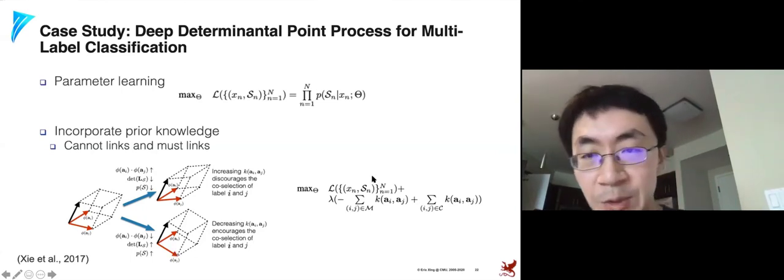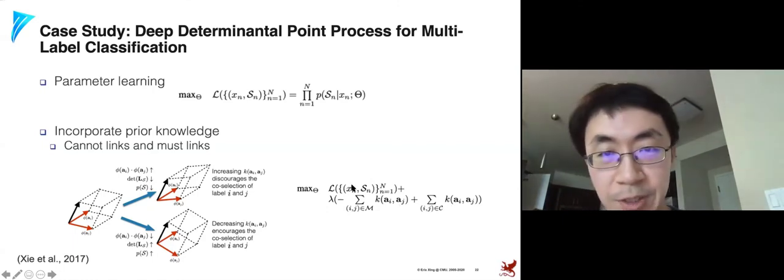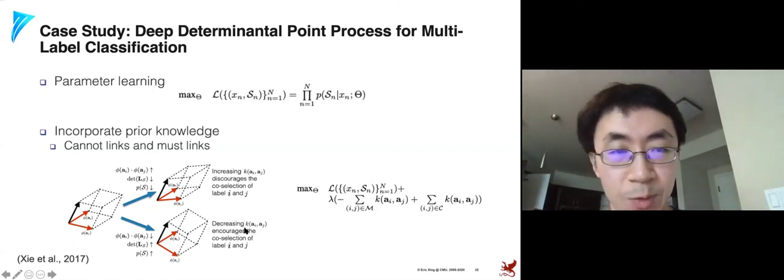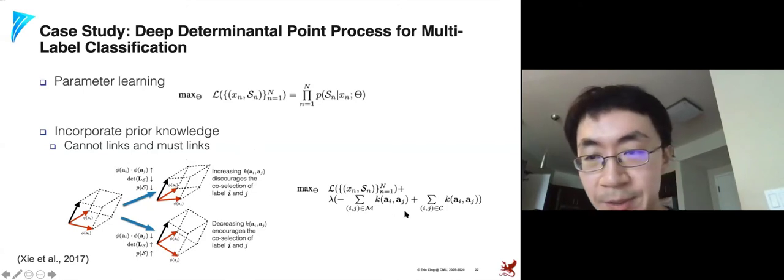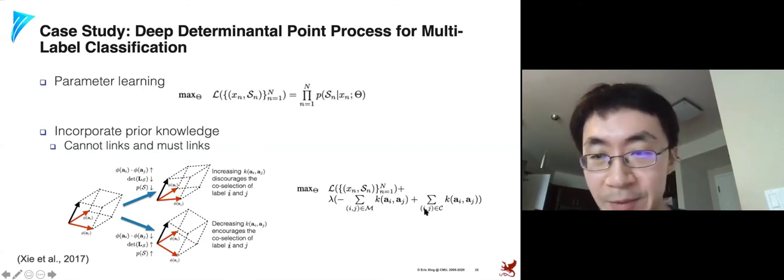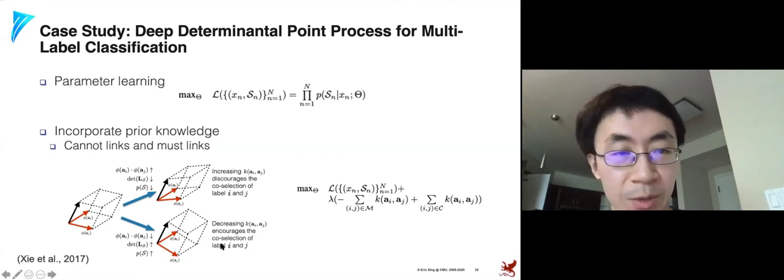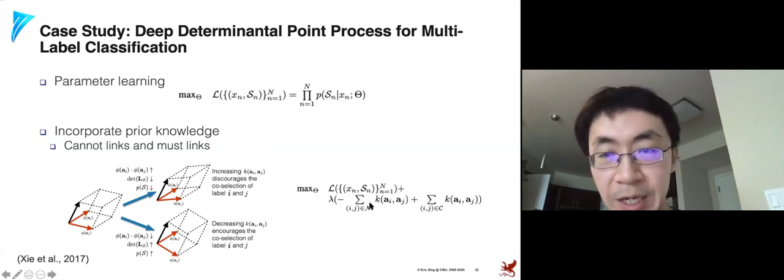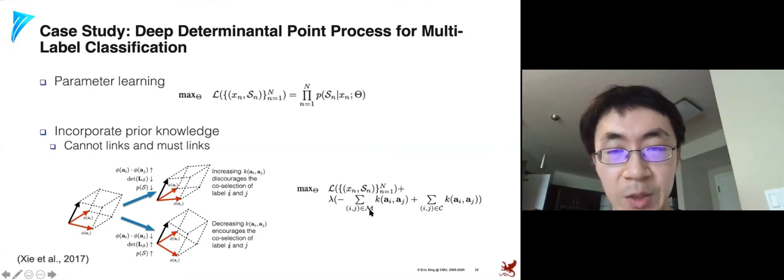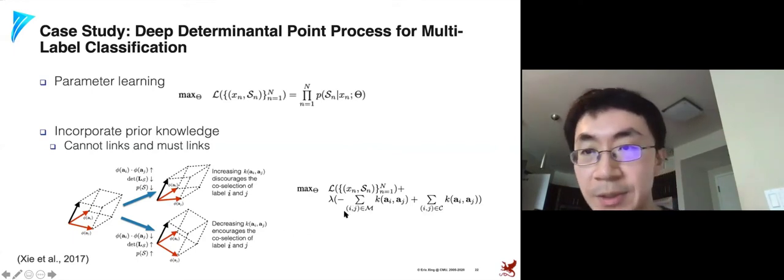And based on this intuition, we can add the regularization terms over the original objective to incorporate this knowledge. To summarize, for two labels, if they have a cannot link, we increase their kernel value, their similarity, to decrease the probability. And on the other hand, if they have a must link, we make them more dissimilar to encourage co-selection.